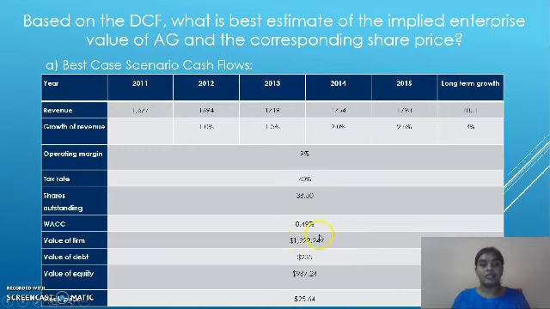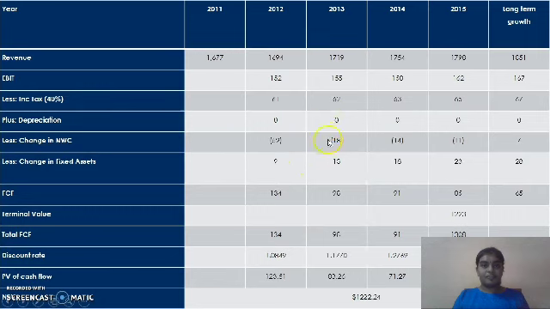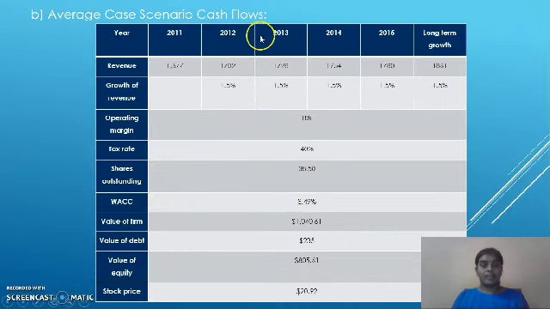Value of firm represents the NPV of the cash flow. Value of debt is constant at $235. Value of equity can be calculated by subtracting the value of debt from the value of firm. Stock price can be calculated by dividing value of equity by shares outstanding. This is the free cash flow of the best case scenario. The NPV of this case is equivalent to $1,222.24. Next, we move to the average case scenario cash flow.